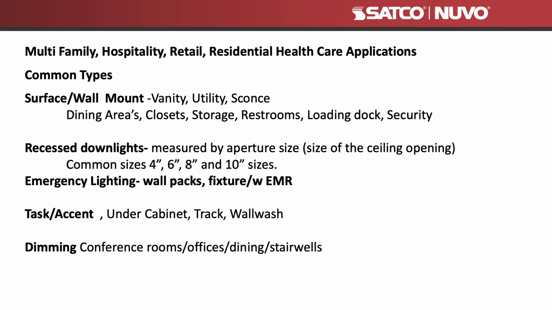In multifamily housing, hospitality, retail, residential, and healthcare applications, there are also some different common types. Surface and wall mounts, commonly called vanities, or utility, or sconce lighting, you'll see in dining areas, closets, storage, restrooms, loading dock, and security areas. Recessed downlights are popular in this application as well. Emergency lighting is available in many of our surface mount lights and also our downlights.